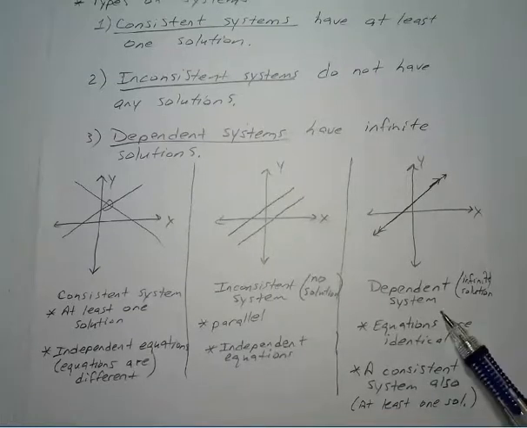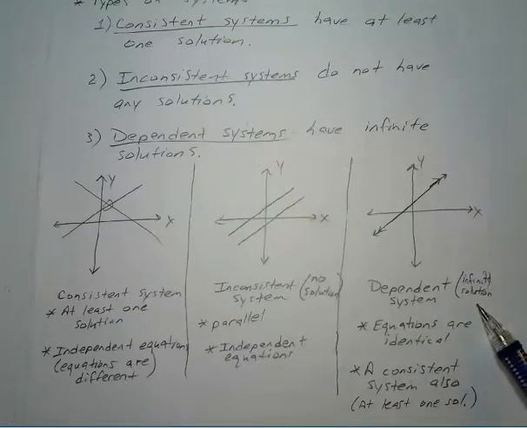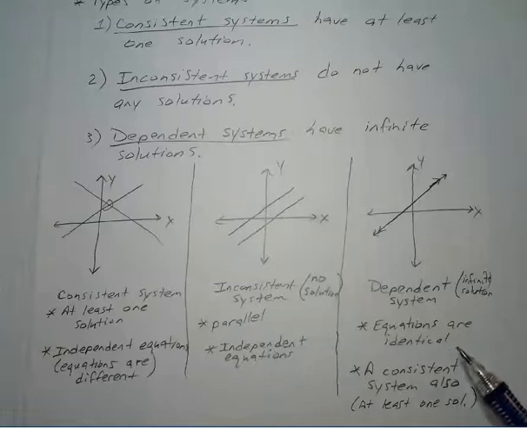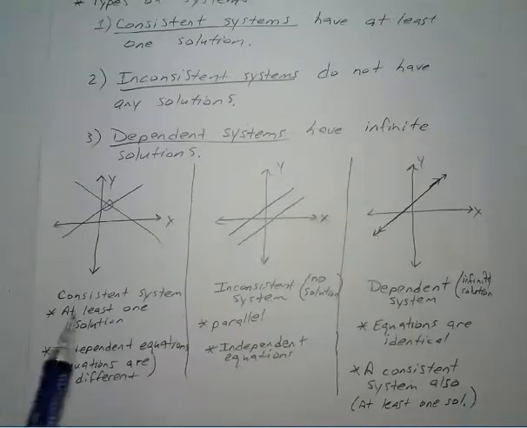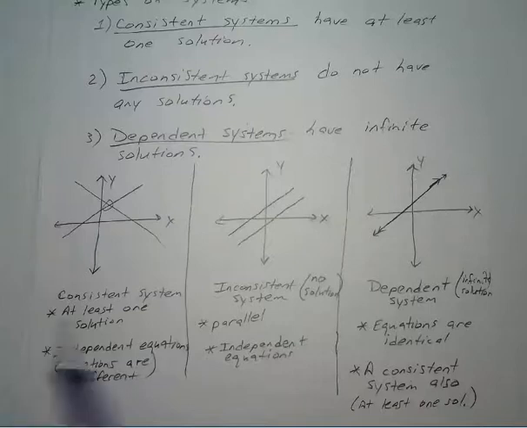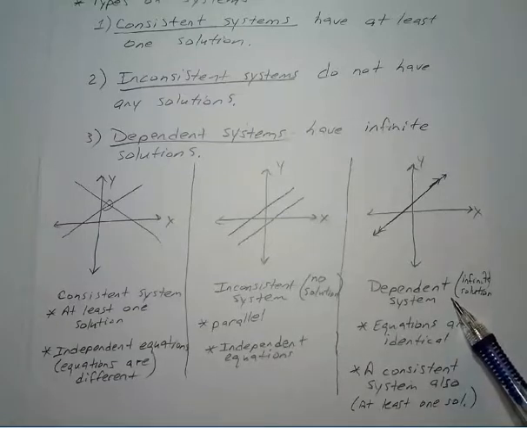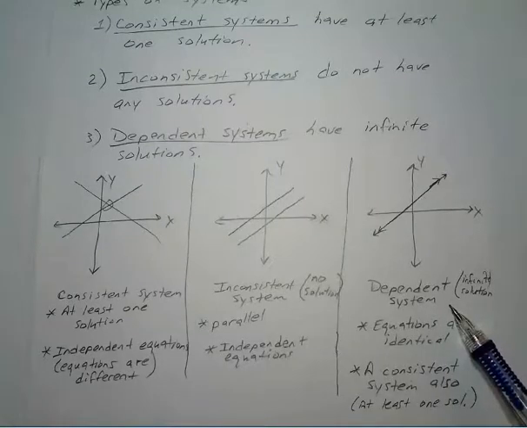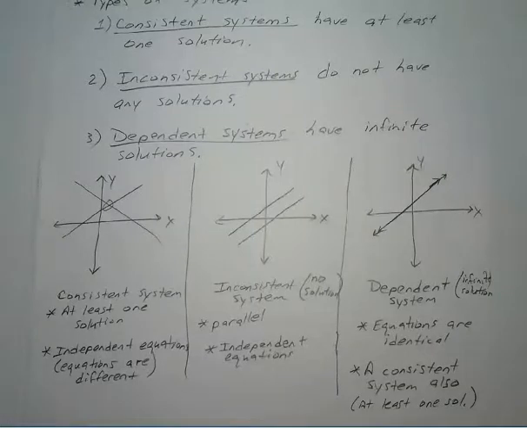Now for a dependent system, you have an infinite number of solutions. The equations are identical. And you have a consistent system also, because remember, for a consistent system, you have to have at least one solution. So for a dependent system having an infinite number, they also have at least one. So a dependent system is also consistent. Alright, so now let's go through a few examples.